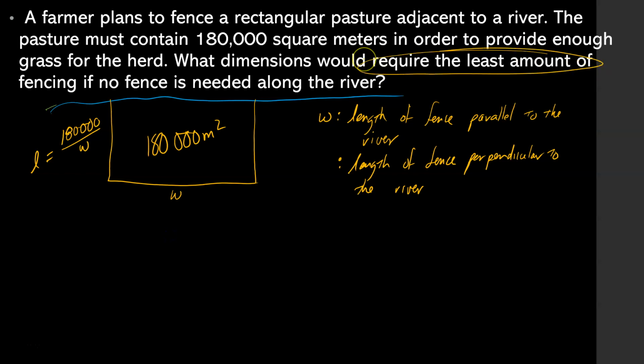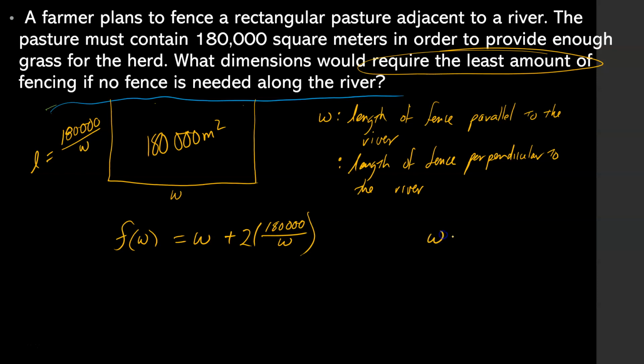So, again, we're looking for the least amount of fencing, so I'm going to call this fence as a function of W. How much fencing do I need? I definitely need one W. I don't need two Ws. No fence is needed along the river. And I need two versions of length, but I don't want to use length. I'll use 180,000 over W, which is equal to the length.